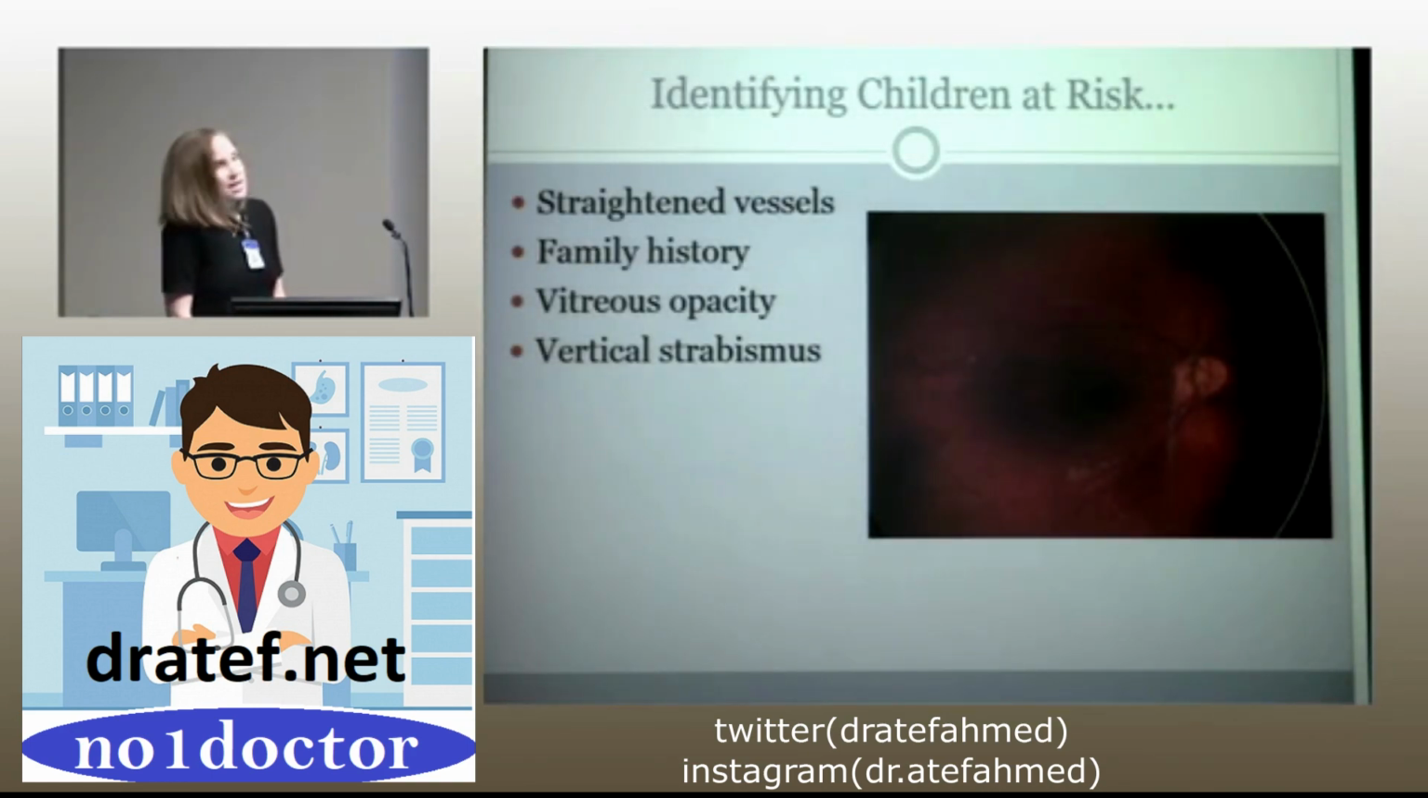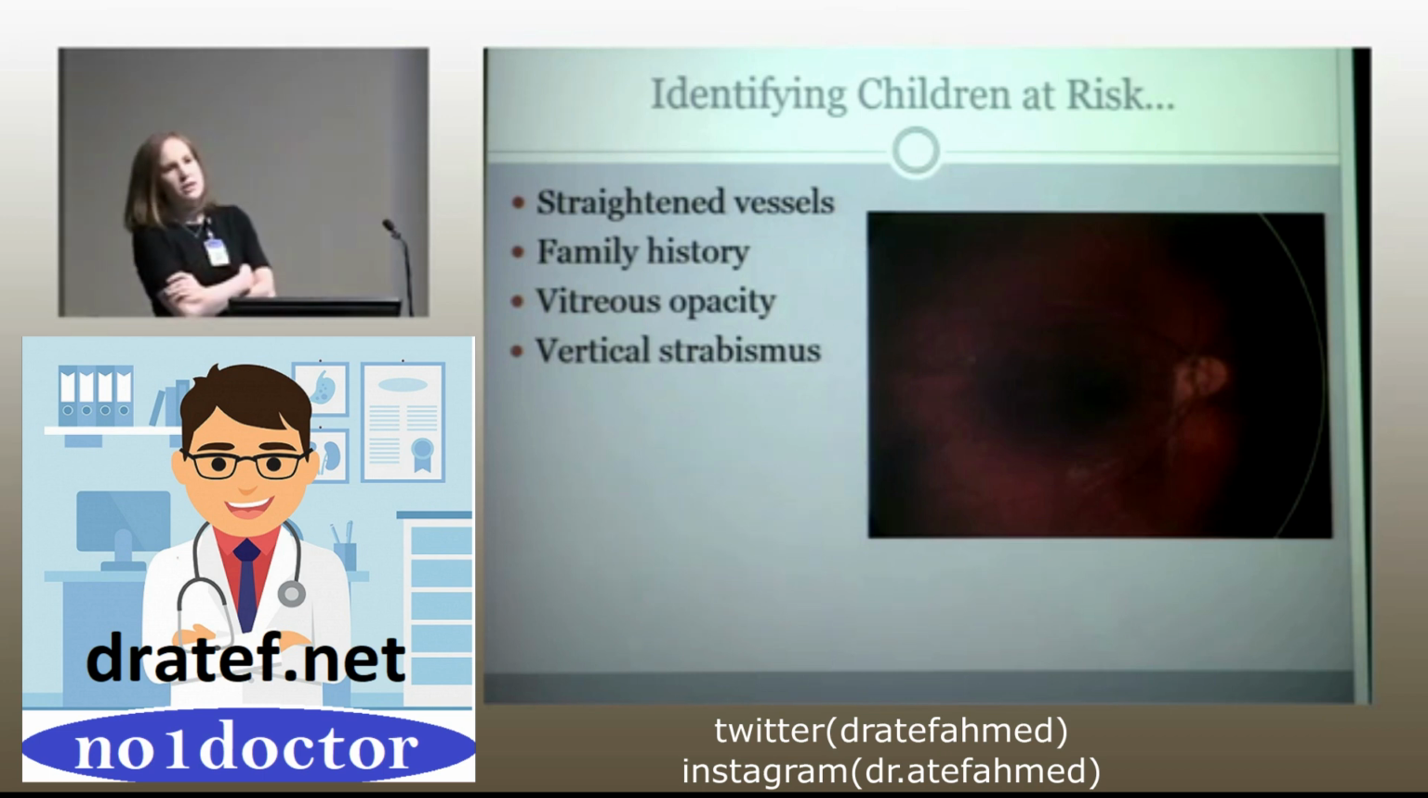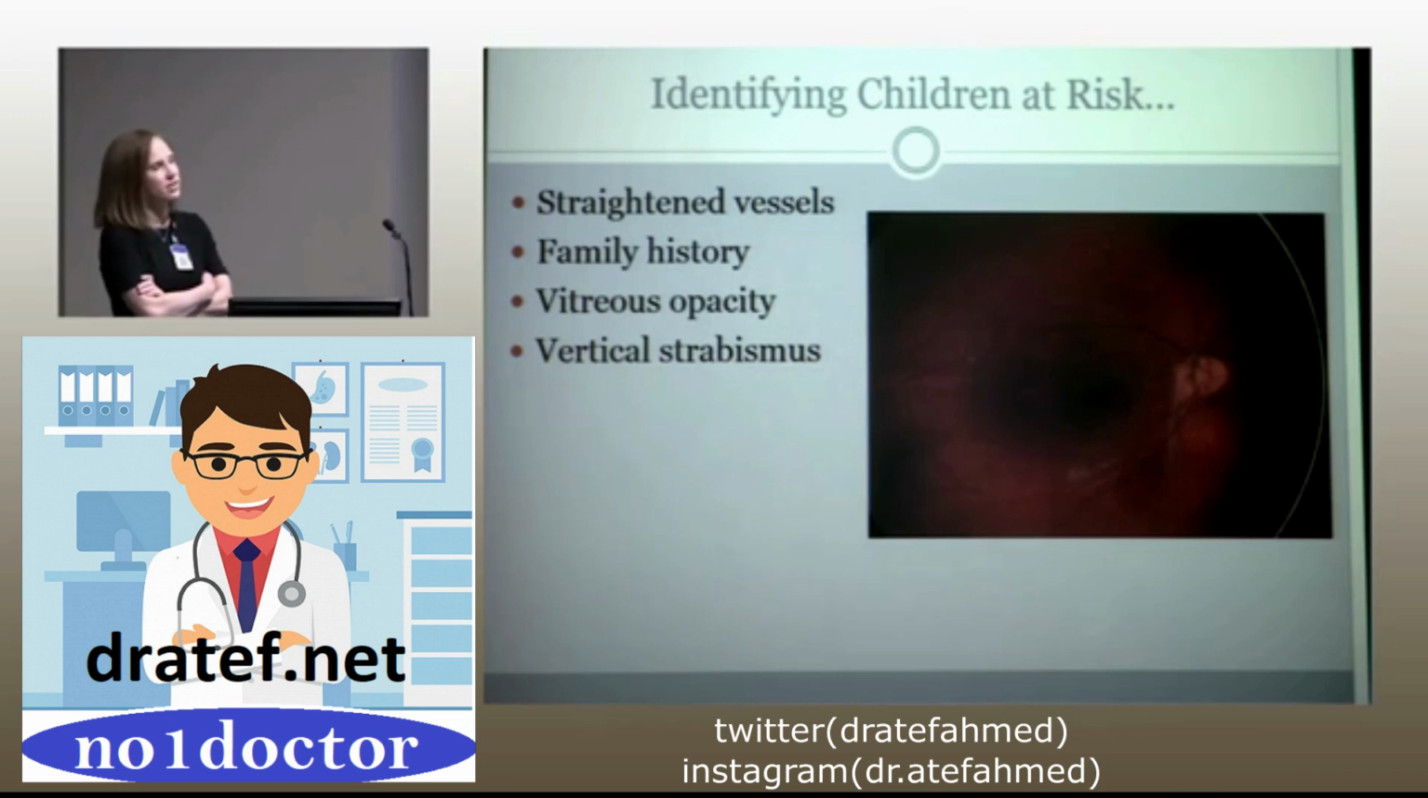So the question for me is, how do you pick up on these kids when you see them in clinic, and when can you identify them? This is one of the few retinal dystrophies that we can do something about, and we can prevent vision loss. So what are things we look for? We can look for straightened vessels. We can ask about a family history, but that's not always so helpful unless it's positive. If it's negative, it doesn't really help rule this out. We can look for some vitreous opacities.